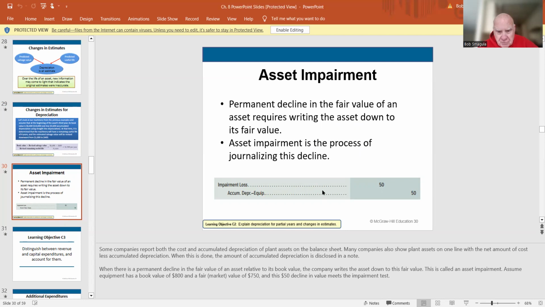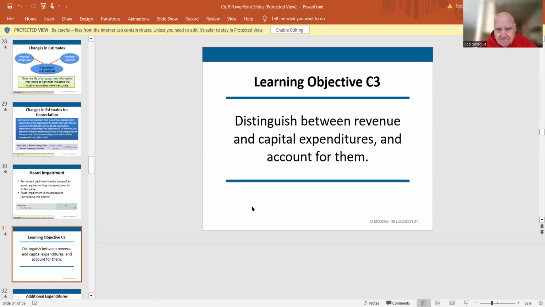So you simply have to record the loss. We're going to debit a loss here. They're calling it impairment loss. I've seen different descriptions. And credit accumulated depreciation, equipment. You have now reduced the book value of that asset down to where it should be, based on new information.